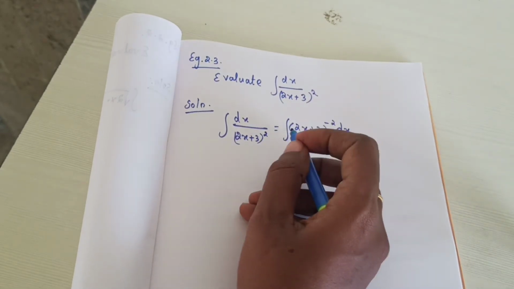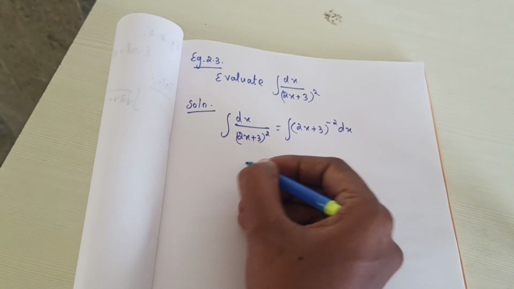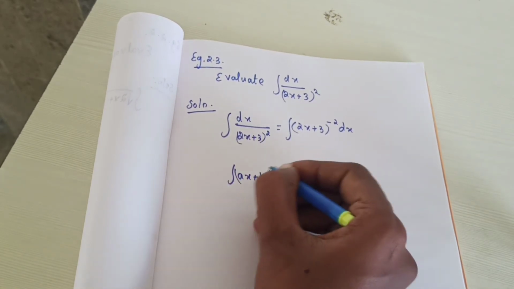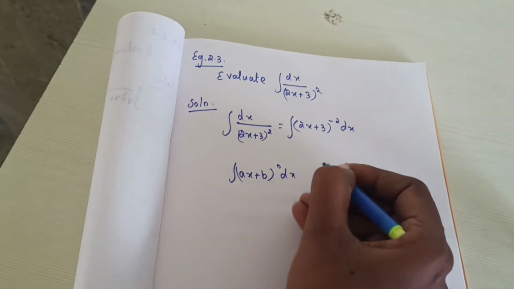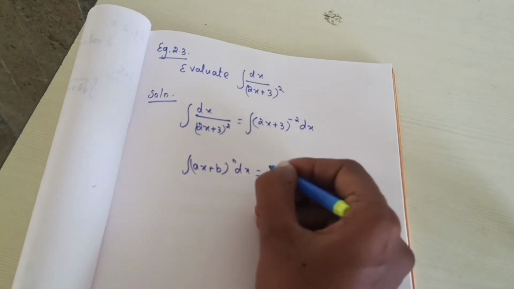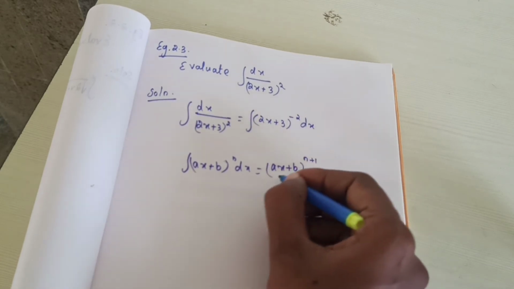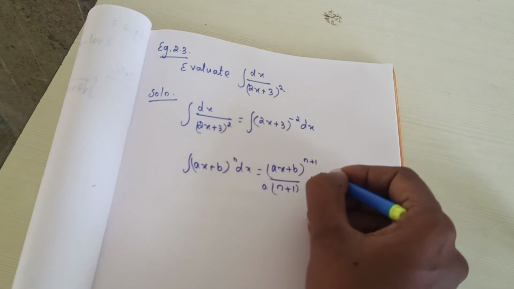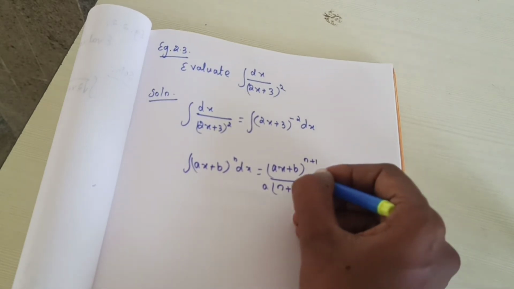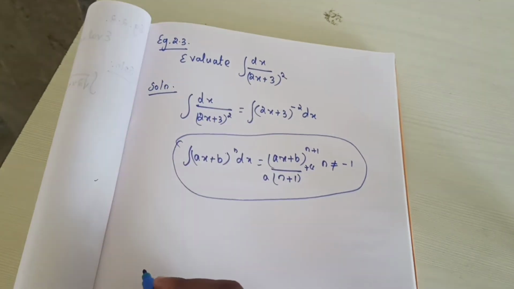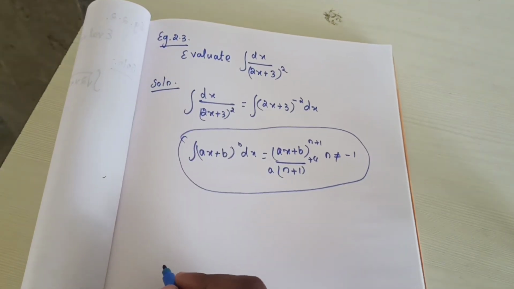Okay. I brought this to the numerator. Now I will apply the last same formula. Integral of (ax plus b) the whole power n dx is equal to, what's the formula? (ax plus b) the whole power n plus 1 divided by a into (n plus 1), where n is not equal to minus 1, plus c. Okay. So this is the same formula we are going to use again. So what will happen?